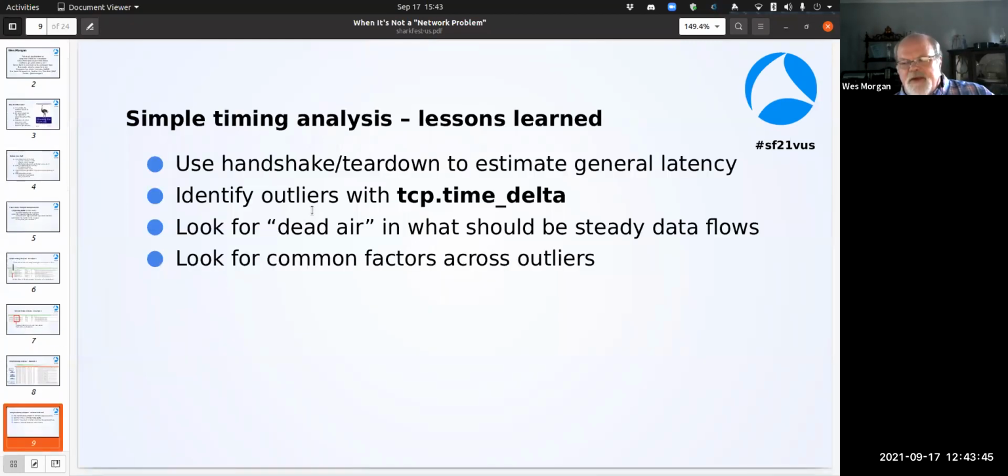So even without going into the specifics of a higher layer protocol, we've learned that a simple timing analysis can help us out. We can use the TCP handshake and teardown to get an idea of what the general latency is. We can use TCP time delta to identify outliers. We can look for dead air in what should be a fairly steady data flow. And again, that's a question to ask the application layer folks, right? Is your protocol something that should give me a steady data flow? I make a request, I get everything back at once. If the answer is yes, well, then dead air definitely indicates a problem. And then looking for common factors across those outliers.